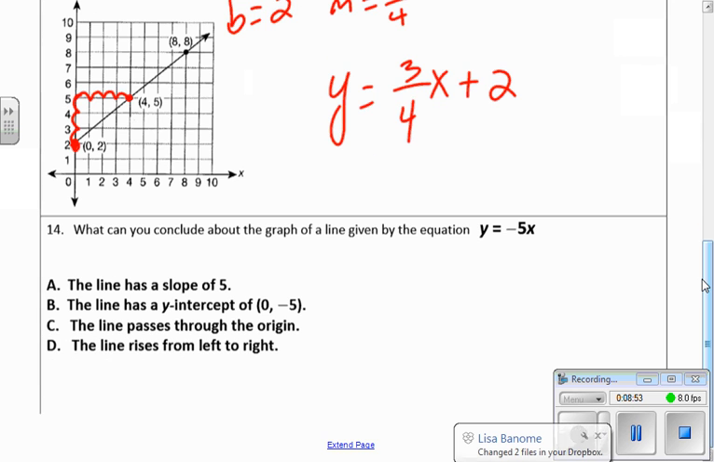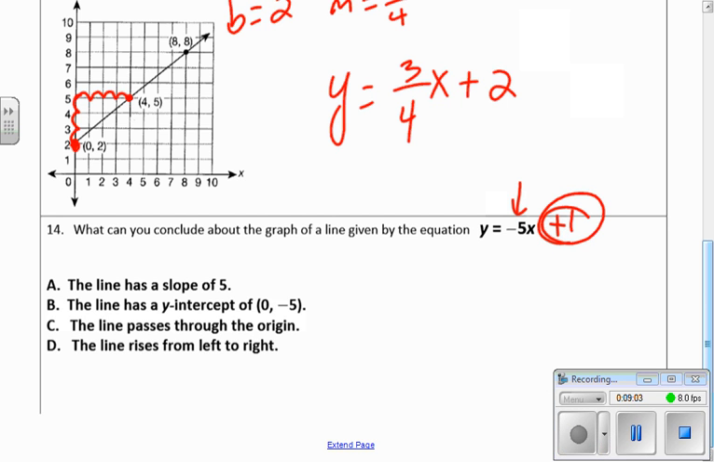Number 14, what can you conclude about the graph of a line given the equation y equals negative 5x? Well, just by looking at that, I know there's a negative slope, and I know that there is no y-intercept. The plus b part isn't there. So I know that that's really plus 0, if that helps you.